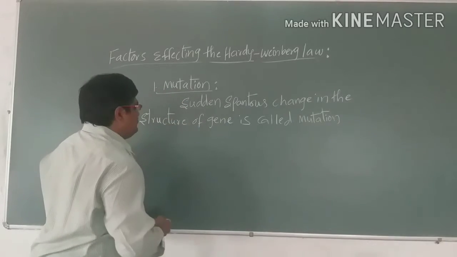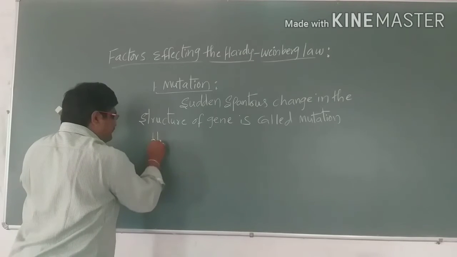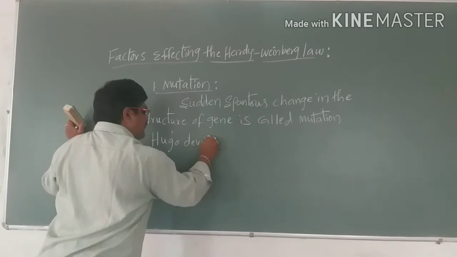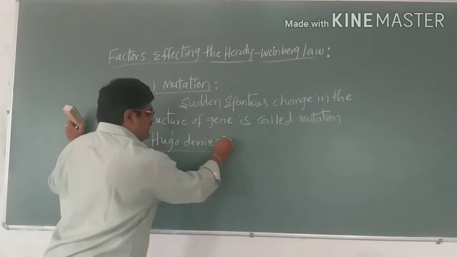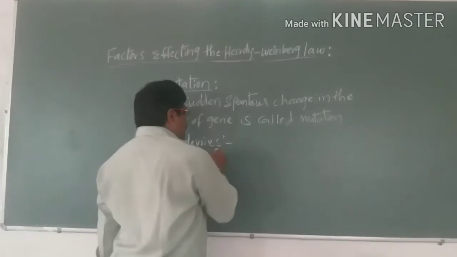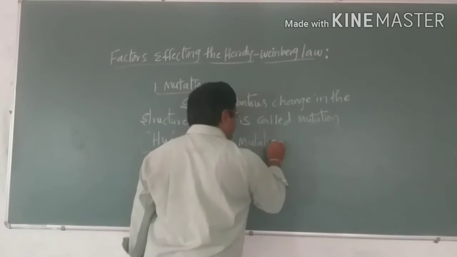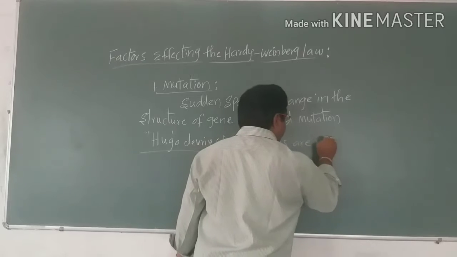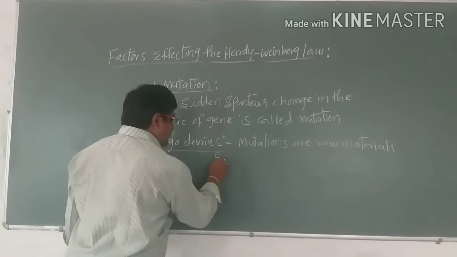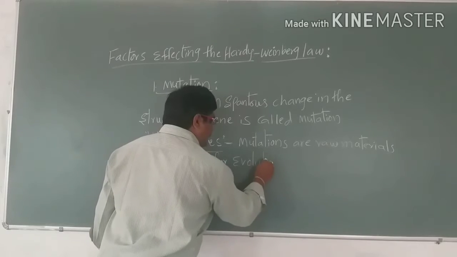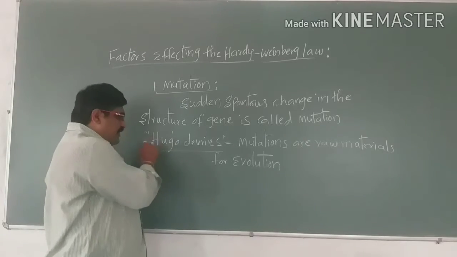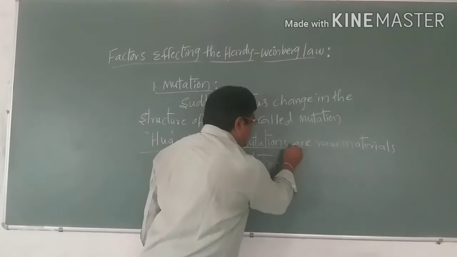Mutation was first discovered by Hugo de Vries. He is the scientist who explains that mutations are the raw materials for evolution. According to Darwin, variations are the raw materials for evolution, but according to Hugo de Vries, mutations are the raw materials for evolution.